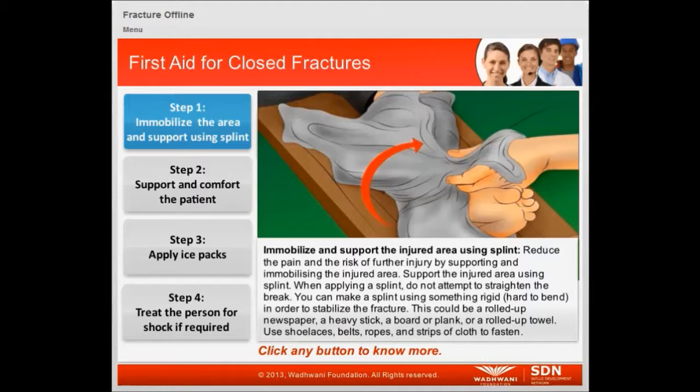Step 1. Immobilize and support the injured area using a splint. Reduce the pain and the risk of further injury by supporting and immobilizing the injured area. Support the injured area by using a splint. When applying a splint, do not attempt to straighten the break.